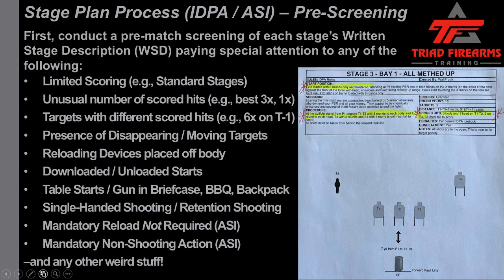Unusual number of scored hits. By unusual, I'm talking about anything other than 2 hits anywhere on the target. For example, best 3, best 1, best 2 to the head, and so forth. Targets with different scored hits. In IDPA, it is possible for one target in a string to require a different number of shots than other targets. ASI has no such restrictions, so there can be multiple targets requiring different hits.